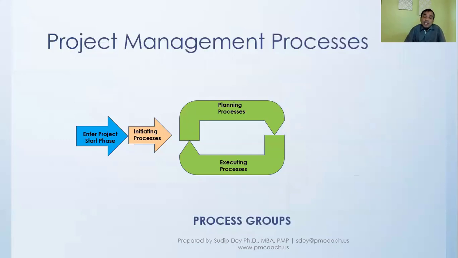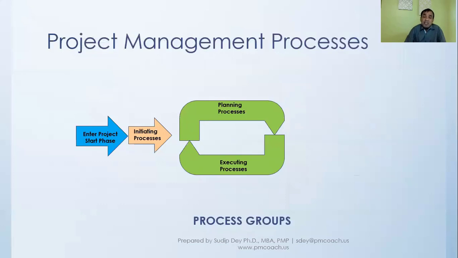Now here you see something. There is a loop, which means the processes in the planning process group feed into the processes of the executing process group. And again, the processes in the executing process group feed back into the processes of the planning process group.